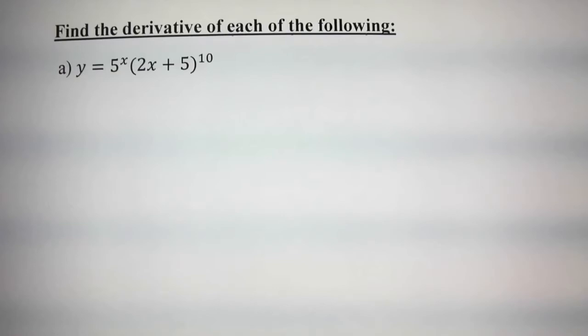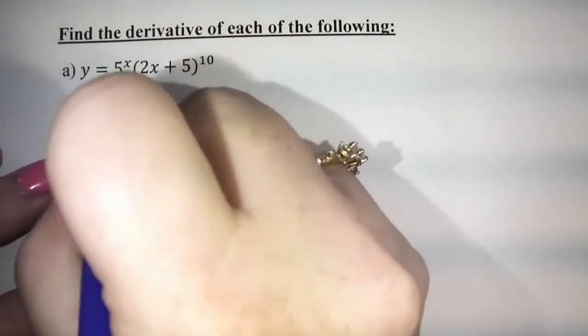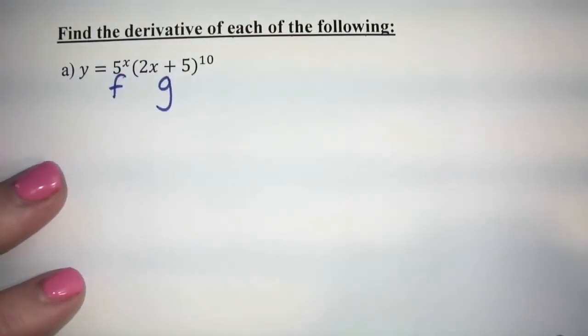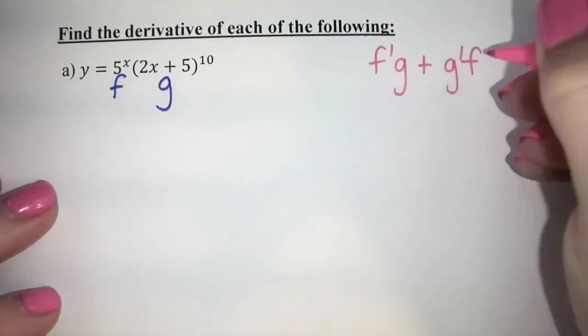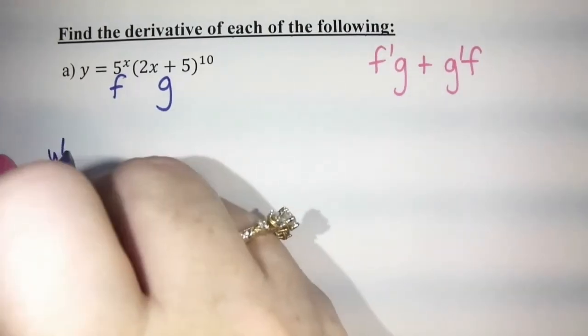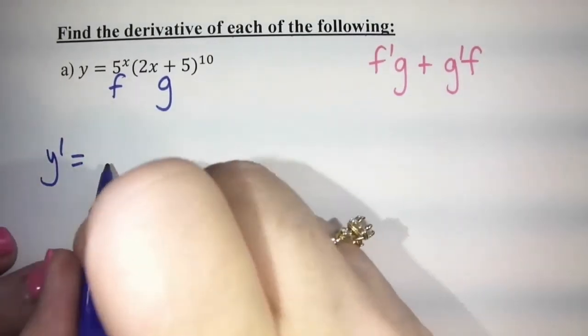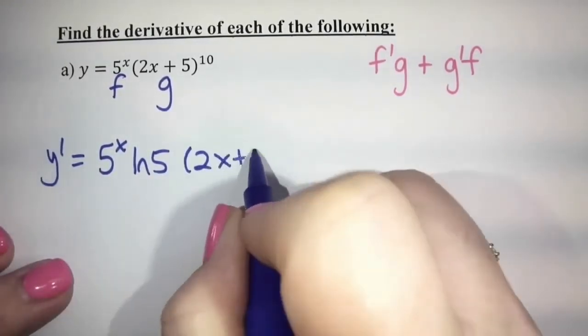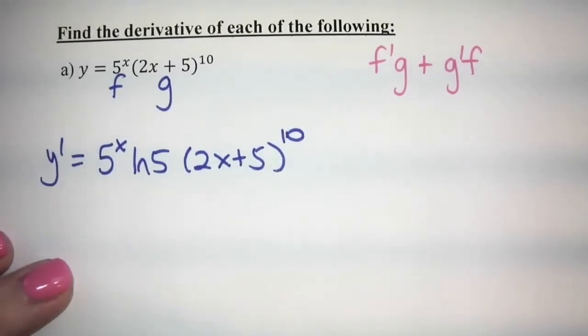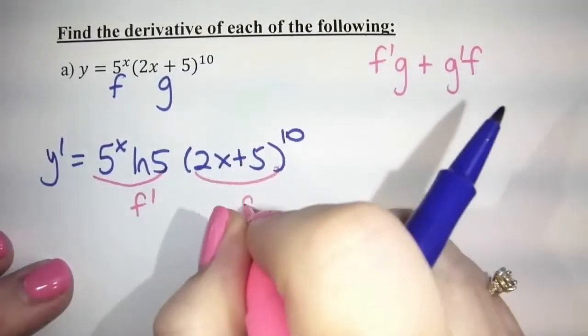Okay, so let's do a bunch of examples. So find the derivative of each of the following. So part A, we've got 5 to the x, bracket, 2x plus 5 to the 10. So this is going to be a product rule. We've got an f and a g. So we need derivative f times g plus derivative g times f. So derivative 5 to the x would be 5 to the x ln 5 times g left alone. So again, that's f prime, that's g.